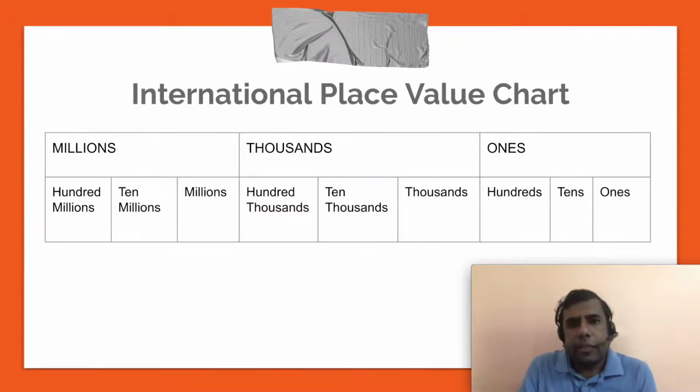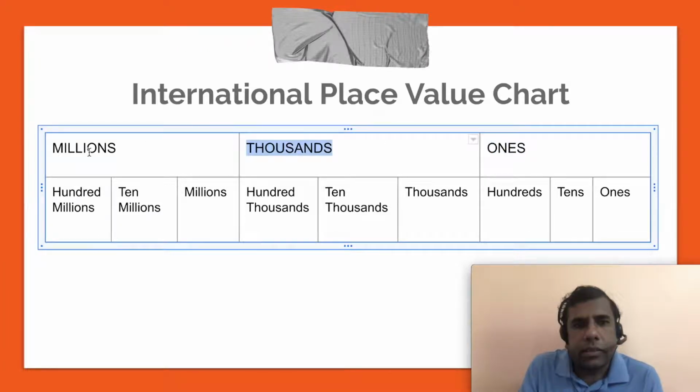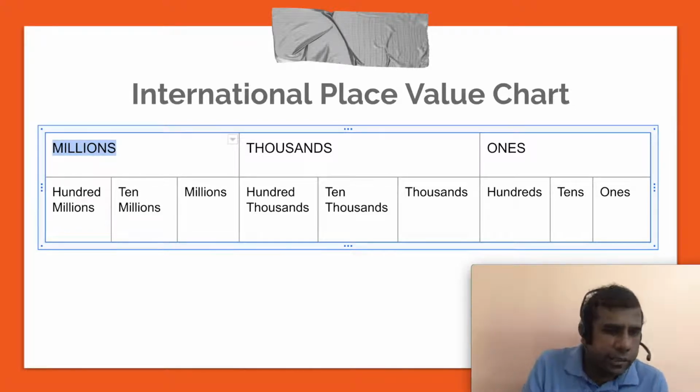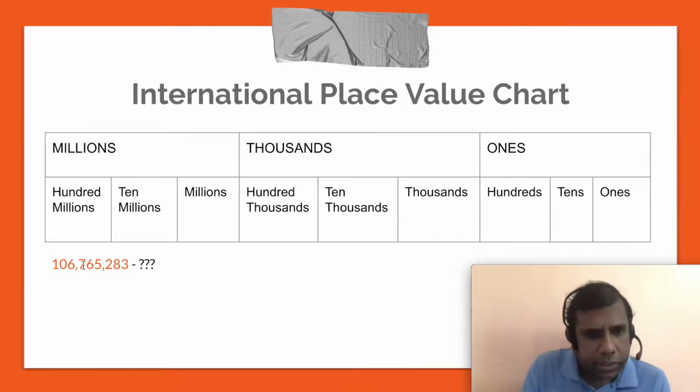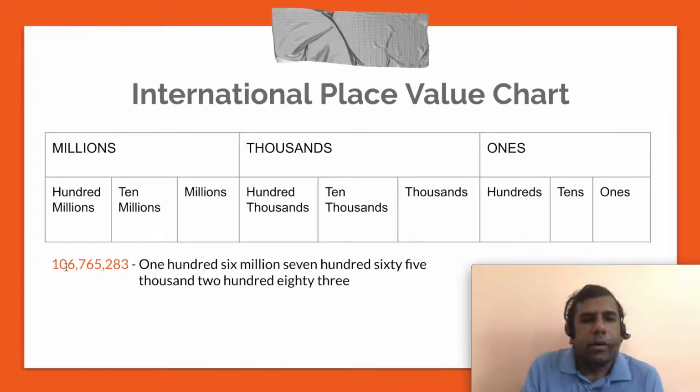The international place value chart has the ones period, thousands period, and millions period, right? With ones place, tens place, hundreds place, thousands, 10,000, 100,000 place, millions, ten millions, 100 millions place. So now let's take a few more examples. What is this number? All right, 106,765,283. Now for this number, the first period will be 106 million. So 106 million.